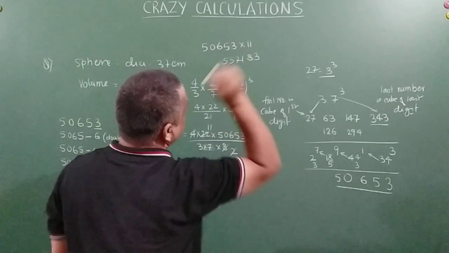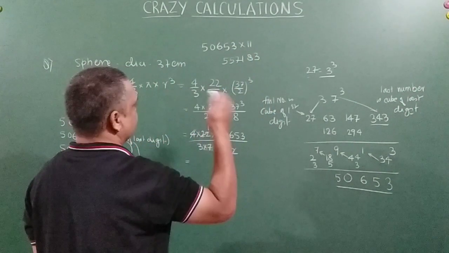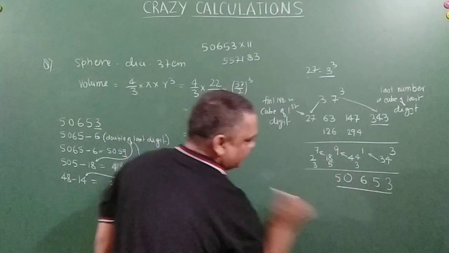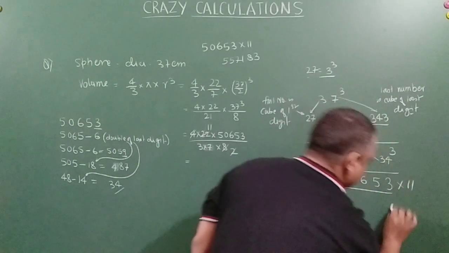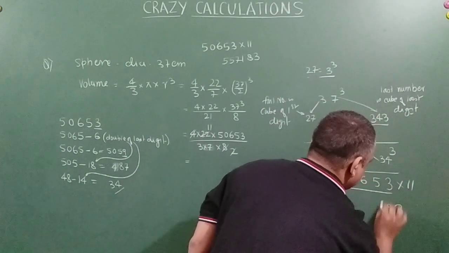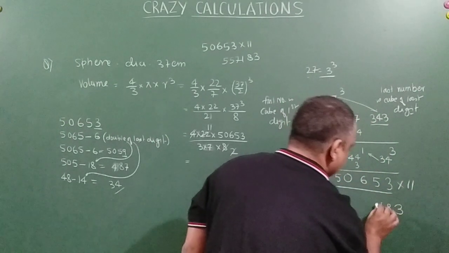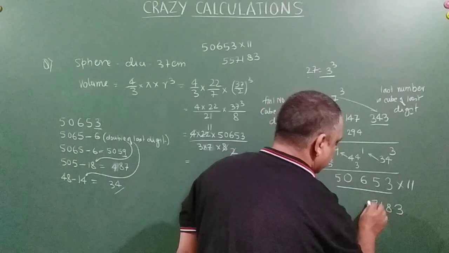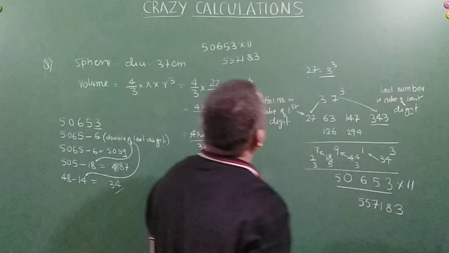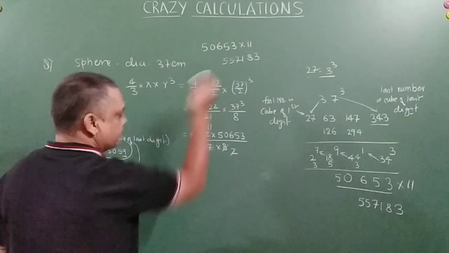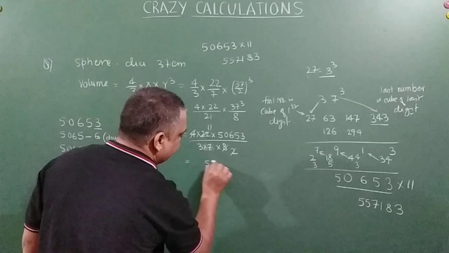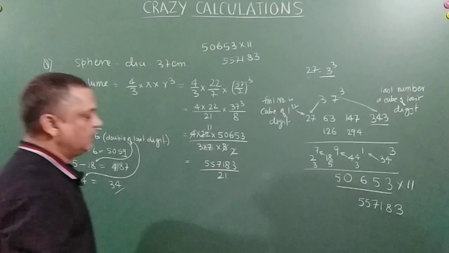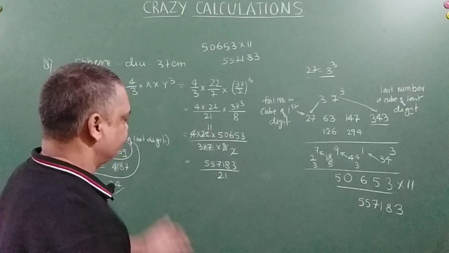Right, friends? So we'll just cross check it once more, because I got slightly distracted. Okay, so no problem, I'll do it here. Into 11. So 3, 5 plus 3 is 8, 6 plus 5 is 11, carry forward is 1, 0 plus 6 plus 1 is 7, 5 plus 0 is 5 and remaining 5. So 5, 5, 7, 1, 8, 3. That was right, no problem. So 5, 5, 7, 1, 8, 3 divided by 21. Now we need to divide it by 21 and then find the answer. That's it.